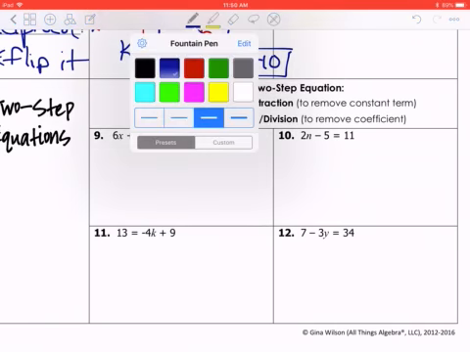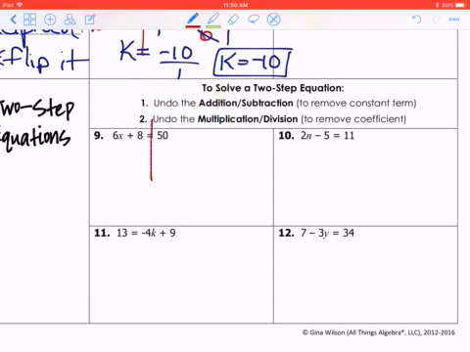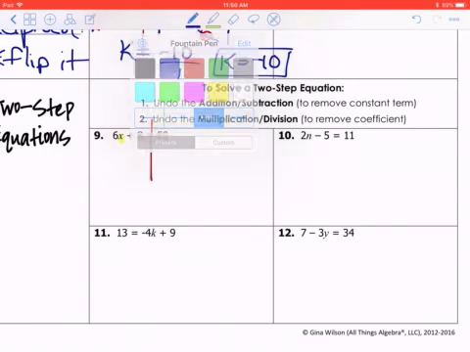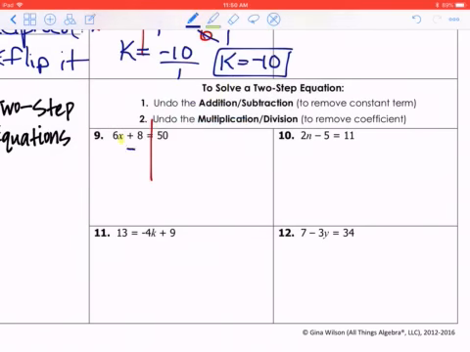All right, so we are going to set up our little t-chart here. I'm going to identify where my variable is. So in this case, the constant is 8. 8 does not have a variable. And 6 is your coefficient. So I will need to move the 8 to the other side first. Since it was being added, I am going to subtract 8 from both sides.